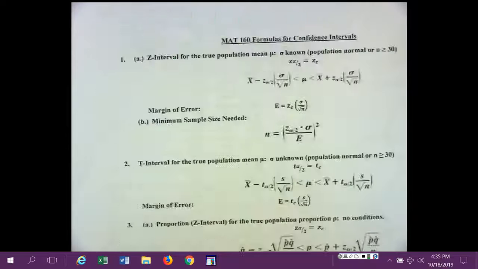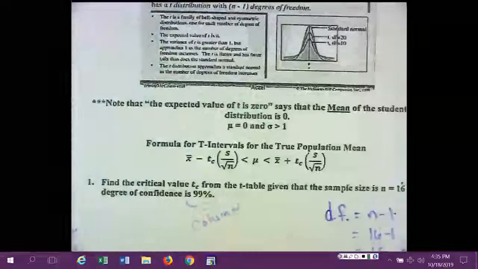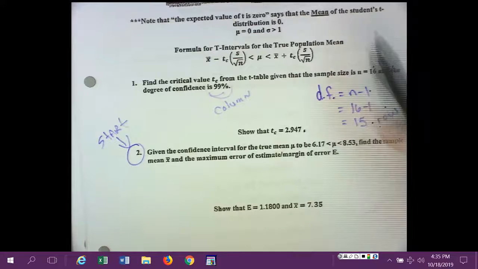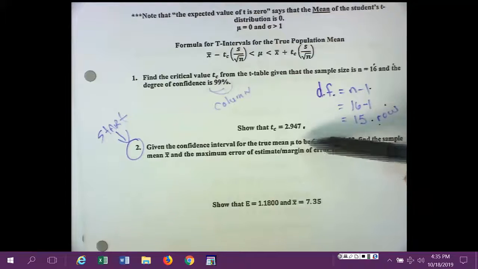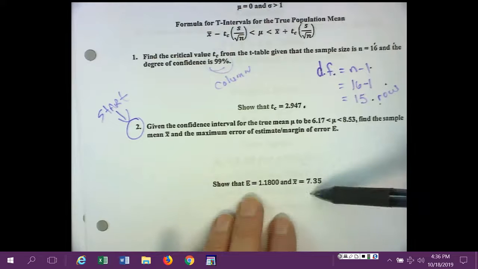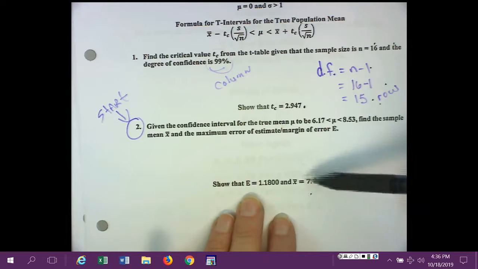What I would like to do for you now is the very first problem listed, number 2, in terms of a t interval for the true mean. Given the confidence interval for the true mean mu to be 6.17 less than mu less than 8.53, find the sample mean and the maximum error of estimate, or something called the margin of error. The answers are as follows. E is 1.1800 and the sample mean is 7.35.